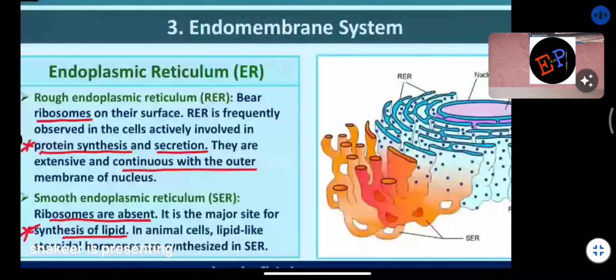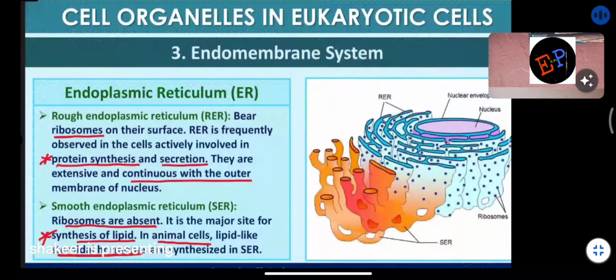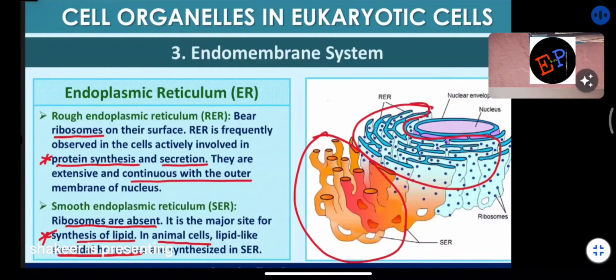So in animal cells, lipids like steroidal hormones are synthesized in smooth endoplasmic reticulum. In the case of animal cells, which kind of lipids are produced in SER? Steroidal hormones. They are also produced in smooth endoplasmic reticulum. Are you able to understand? That's it. So in the figure you can see, this total structure you can call smooth endoplasmic reticulum, and this total structure you can call rough endoplasmic reticulum. And rough endoplasmic reticulum is in contact with the nucleus itself.